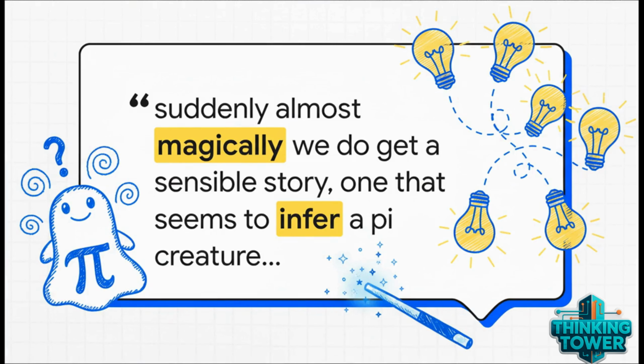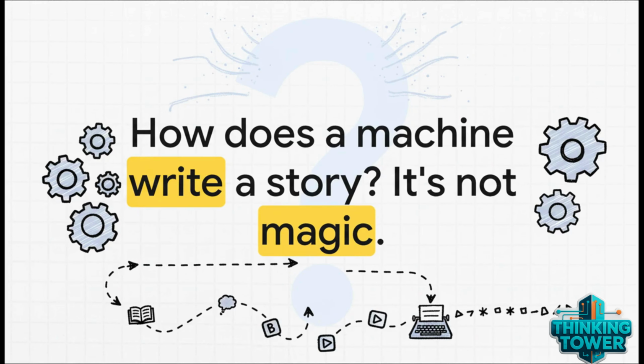I mean, it really does feel like magic. Just like 3Blue1Brown points out here, you can feed a system some nonsense, and it spits back a story that's not just coherent, but creative. It feels like it can infer things, like it just knows what a pie creature might be. So how does it pull off this magic trick? That's the big question, isn't it?